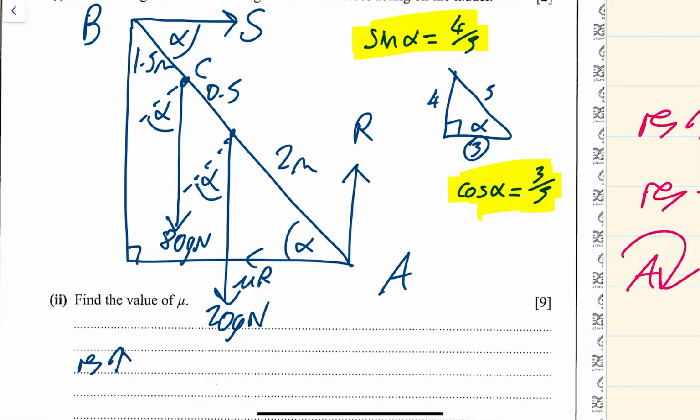Resolve vertically first of all. You will have 100G going downwards, and the only thing going upwards is R. So straight away, you've got your R is equal to 100 times 9.8, so 980. Okay, a couple of marks for that probably.